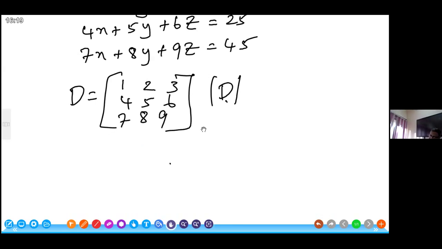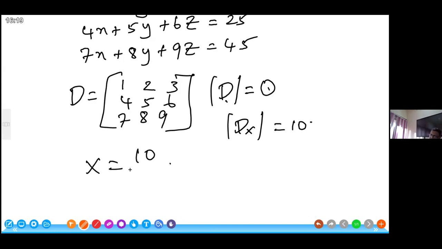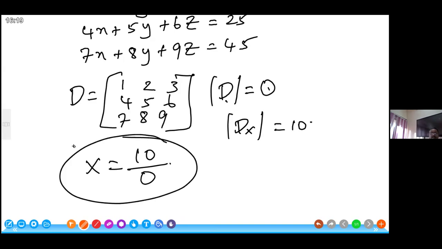For example, determinant of Dx is equal to 10, and determinant of D is 0. So the value for x is equal to 10 divided by 0. What is the problem? Undefined, isn't it? We can't have x is infinity. Can we talk about x is infinity? Yes or no? We already learned under limits, isn't it?